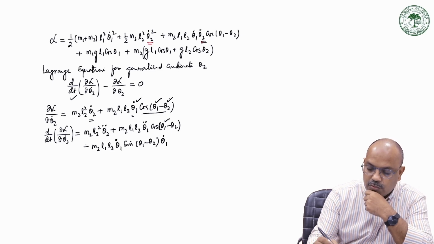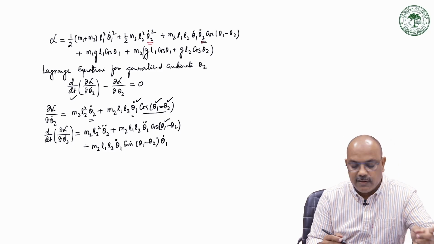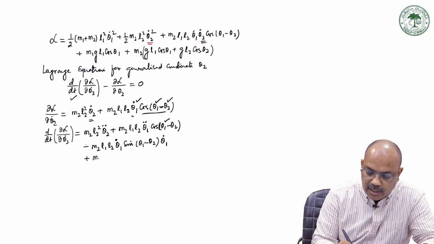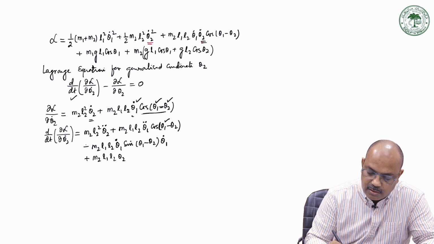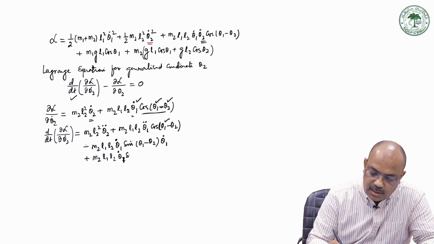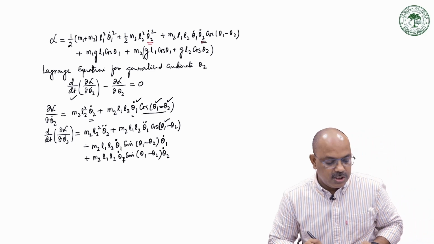And then when you do it with theta 2, because a negative will already come from here, this negative will become positive. So you have m2 L1 L2 theta 2 dot. Okay, so theta 1 dot is here, theta 1 dot is here, and I have sine of theta 1 minus theta 2, and this is going to be theta 2 dot. So this is my d/dt with respect to theta 2 dot.